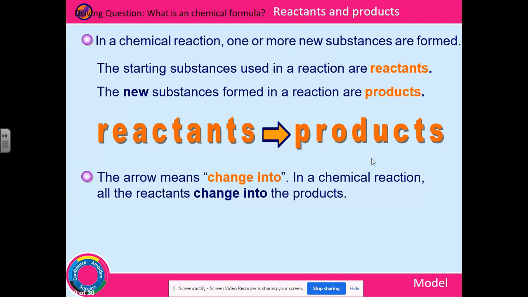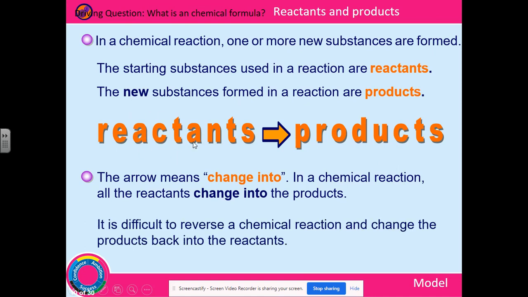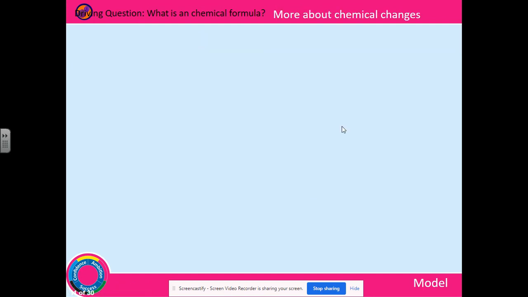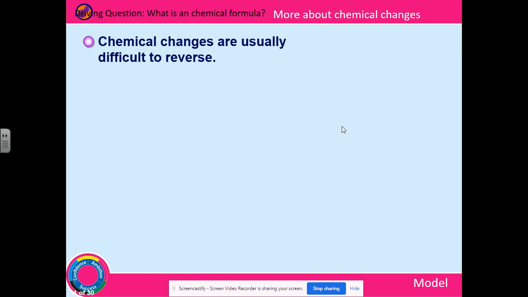This leads us back to what we call the conservation of energy, where energy cannot be created or destroyed, but is converted into one form or another. So we might have two things reacting here, and when these two things react, they form one. But at the end of the day, the two reactants can be found in the one product. It is difficult to reverse a chemical reaction and change the products back into the reactants. Chemical changes are usually difficult to reverse.